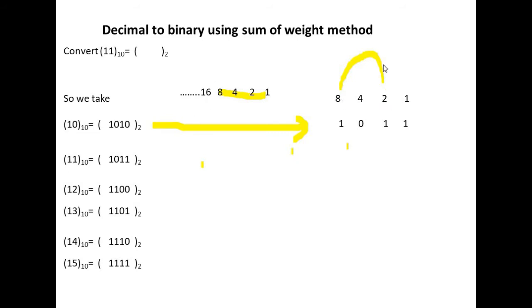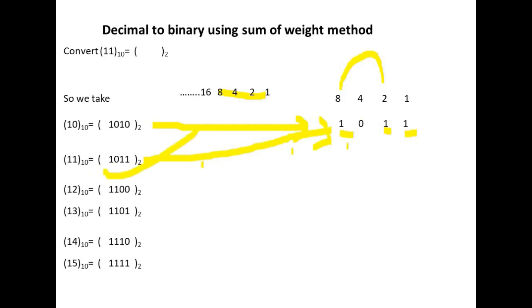8 plus 2 and plus 1. These 3 digits will be required. So 8 plus 2 and plus 1 is going to give us 11. So the binary equivalent of 11 is 1, 0, 1, 1.